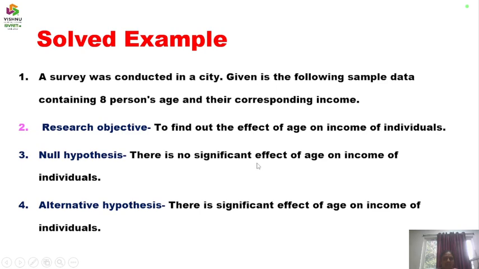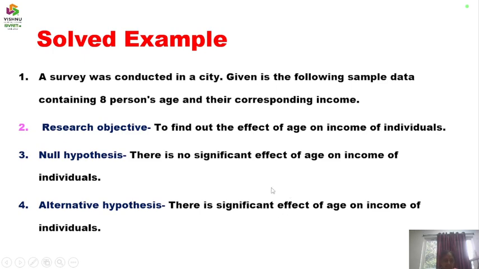Come to the solid examples. We are not going to see all of these, but I have given the examples. A survey was conducted in a city, and a sample of 8 people was taken with age and the corresponding income. The research objective is to find the effect of age on income of individuals. Here we can see the null hypothesis based on correlation: there is no significant effect of age on the income of individuals. The alternative is represented with H1.